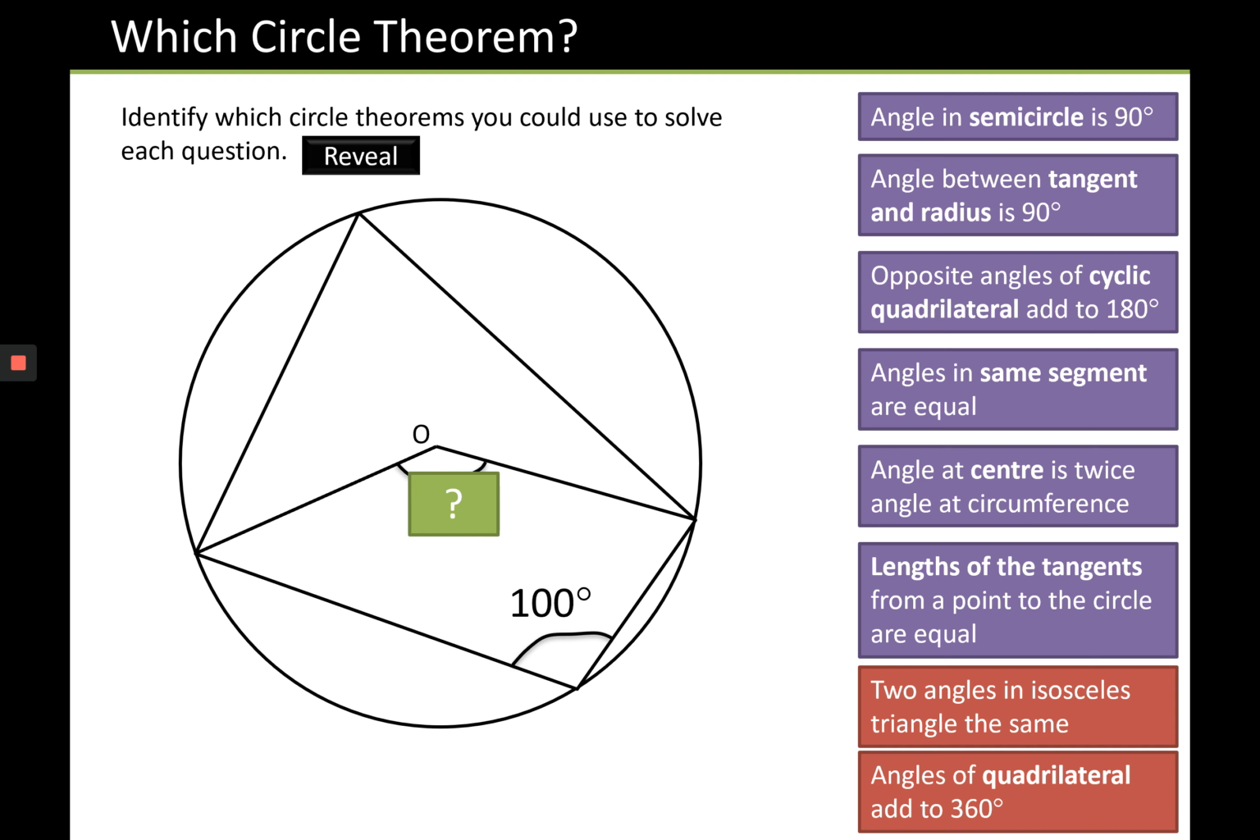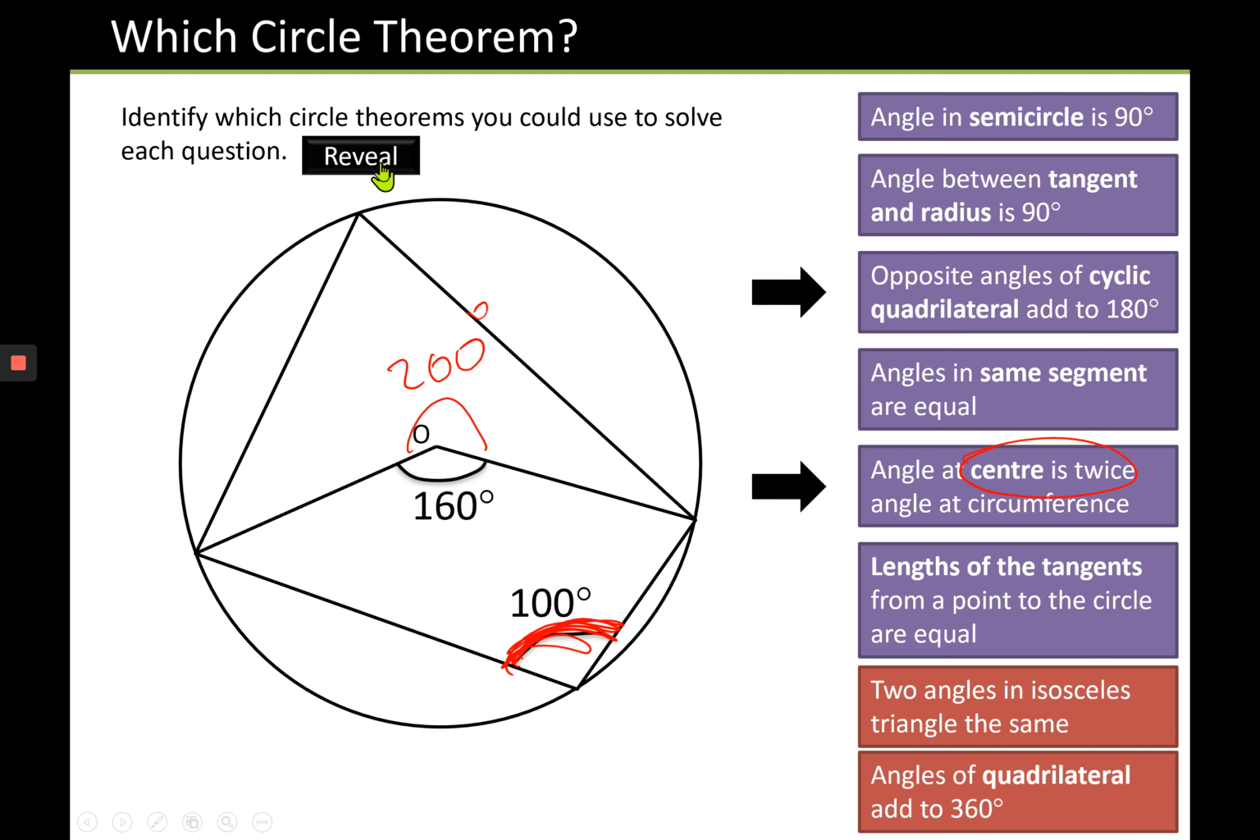Okay, so here I can see I have a quadrilateral. I also have an angle at the center and an angle at the circumference. So this angle and this angle go together, but I also know that this angle and this angle go together. Obviously, I don't know this angle, but I can work it out. If this is 100, angle at the center is twice the angle at the circumference. That means this has to be 200. And then I know angles around a point add up to 360. So 360 take away 200 is 160.